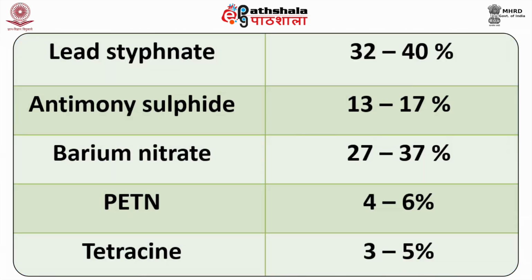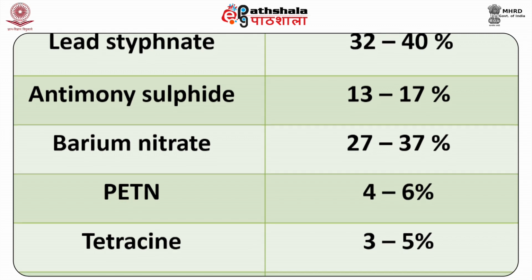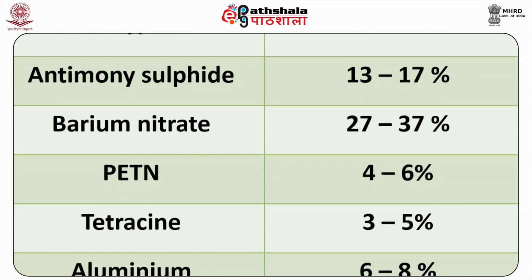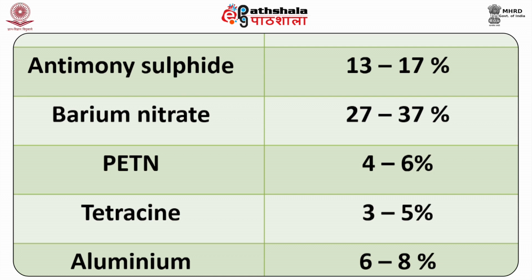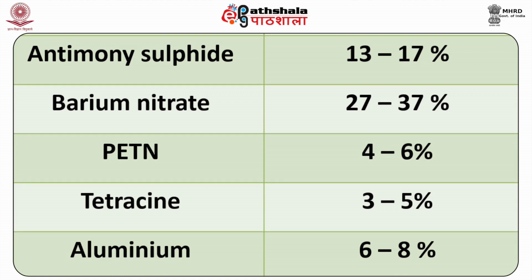In view of the above defects, new primer compositions have come up by replacing mercury fulminate. In our country, the new primer composition being used is as follows: lead styphnate 32 to 40%, antimony sulfide 13 to 17%, barium nitrate 27 to 37%, PETN 4 to 6%, tetracene 3 to 5%, and aluminum 6 to 8%. In military ammunition, mercury fulminate as the main ingredient has been replaced by styphnate in most of the countries.